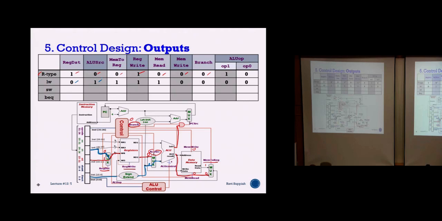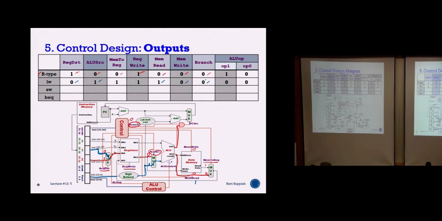Then your load word instruction, you are going to read from memory, correct? So your memory read is 1, your memory write is 0. Your memory read is 1 because this is a load word, you're going to read from memory. Your branch is 0 because you're not taking a branch.